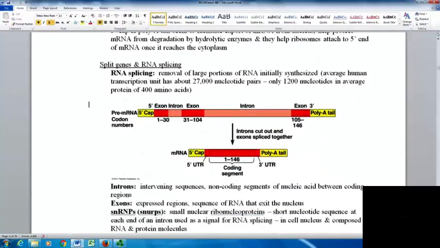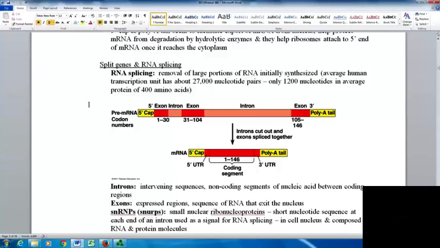So RNA splicing is a big way that we modify genes. With RNA splicing, you remove large portions of the RNA that were initially synthesized. The average human transcription unit has about 27,000 nucleotide pairs.